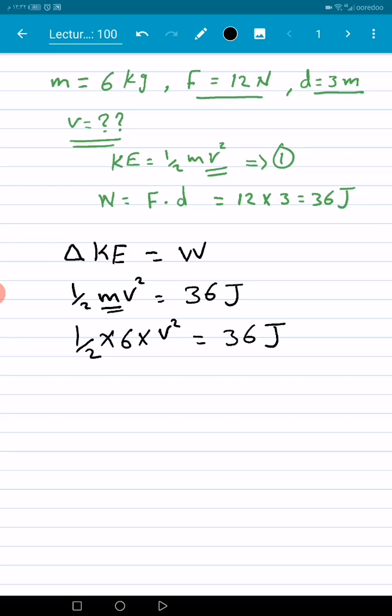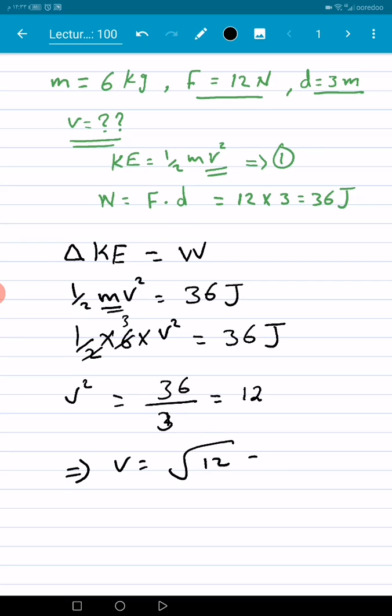So substitution in the equation, V square is equal to 36 divided by 3, so it equals 12. So V is equal to the square root of 12, 3.46 meter per second. This question is very important to note, and try to read and solve more in that way. So that is the second example.